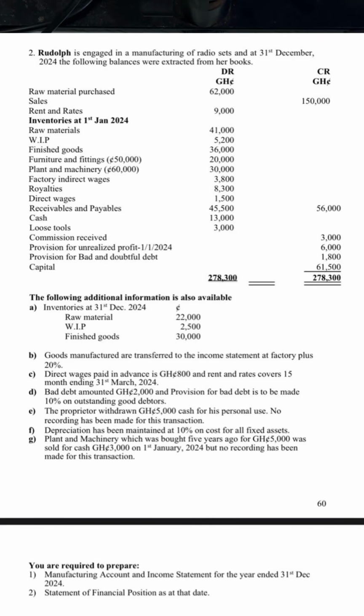So that is it. Trial balance has been given, and we have the items like raw material purchase 62,000. We have sales 150,000, rent and rates 9,000. Inventories at 1st January 2021: raw materials, work in progress, finished goods. We have furniture and fittings.